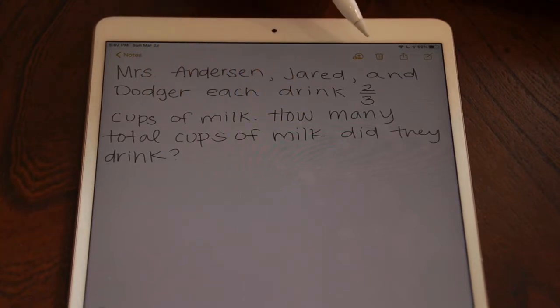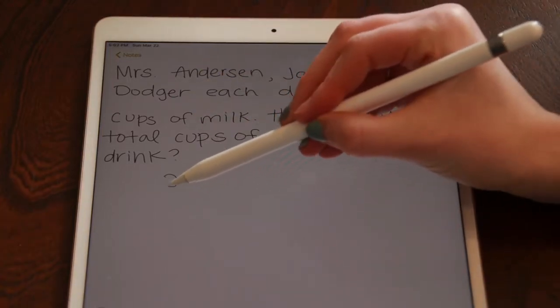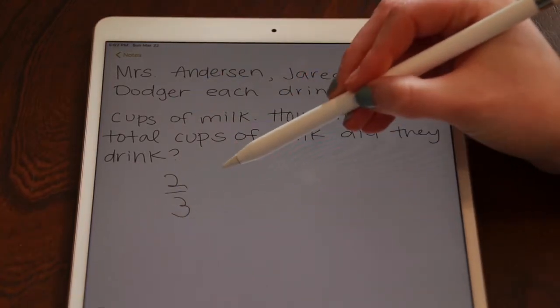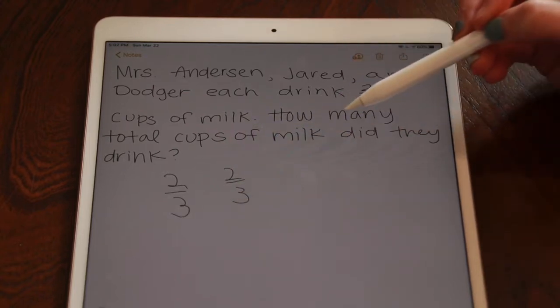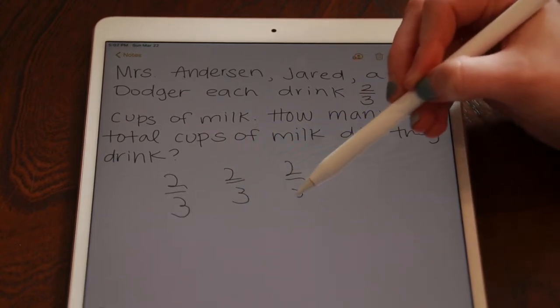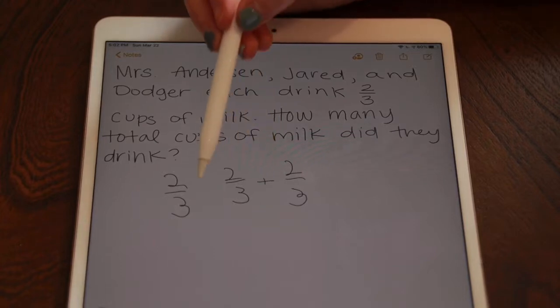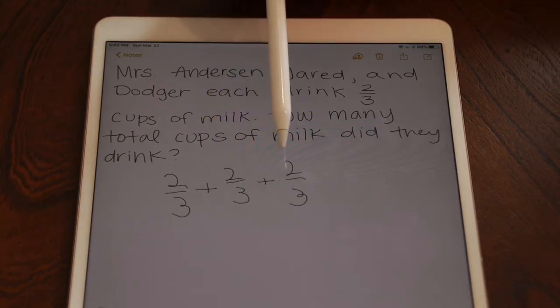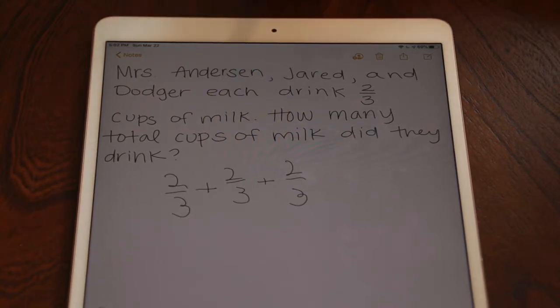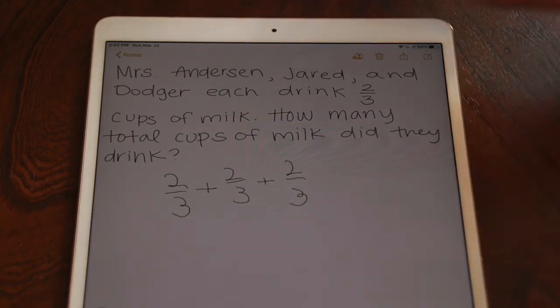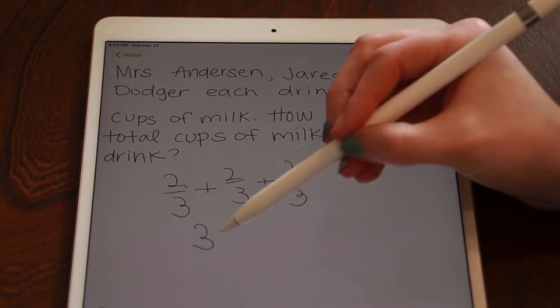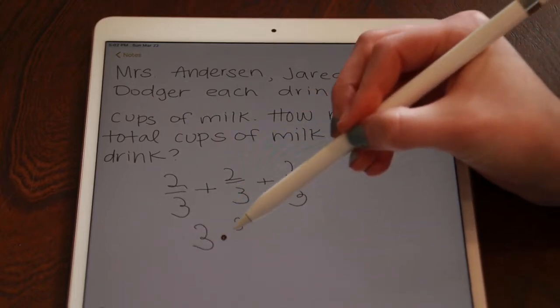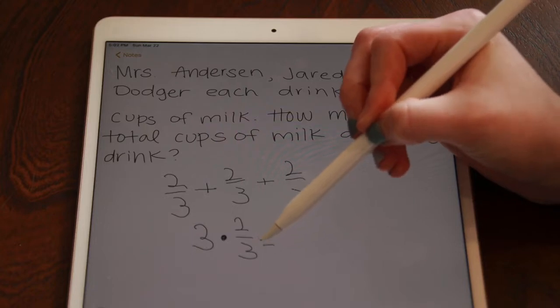Well, each one of us drank 2/3, right? So Mrs. Anderson drank 2/3, Jared drank 2/3, Dodger drank 2/3. To figure out the total, I could add them up. Or I could realize this is repeated addition, and I could create it into a multiplication problem. I know there are 3 people who each drink 2/3 cup.